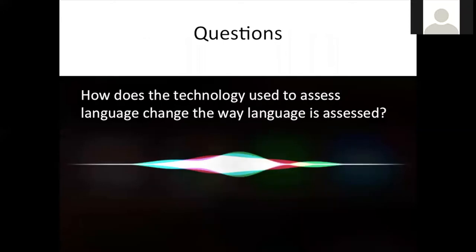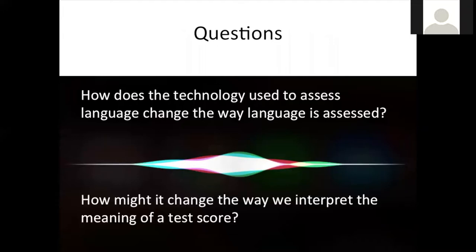So another question, how does technology used to assess language change the way language is assessed? Or think about this question, how might it change the way we interpret the meaning of a test score? So for example, if we're asking our students to complete a reading test on a smaller tablet or even a phone, since the screen is smaller, there's going to be more scrolling, and it's going to be different reading than if they were presented the reading passage on a larger 11, 13 inch screen. Or maybe it's not so different. If more of our activities are on smaller tablets and phones, students are reading the information on these smaller devices, is that an issue for language assessment?